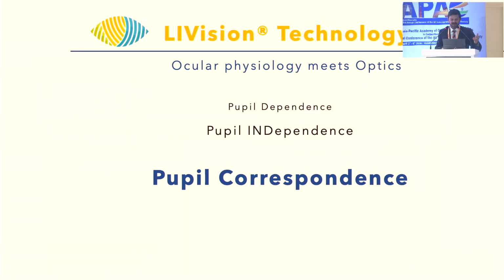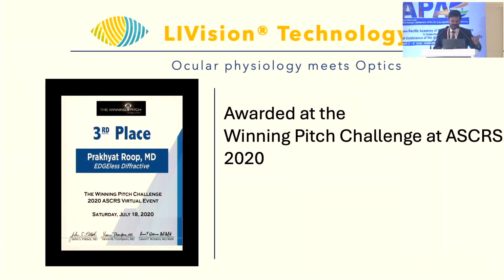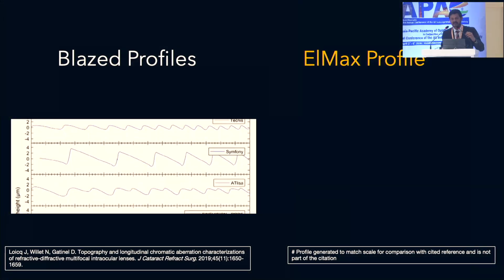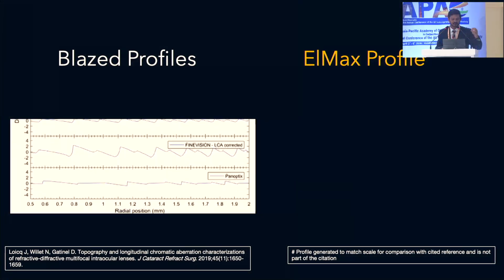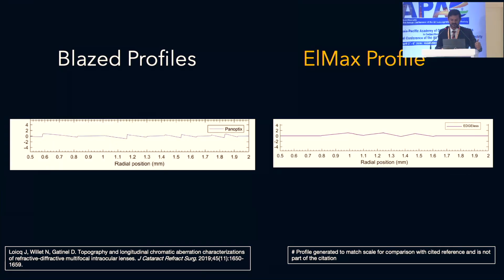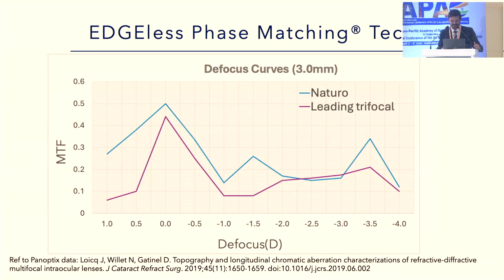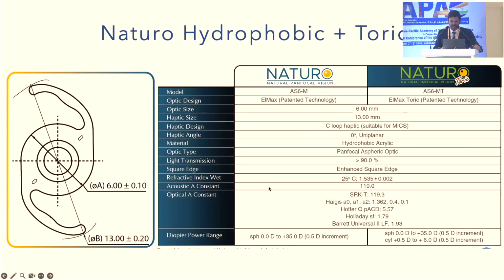It also has what is called pupil independence, which was awarded at the ASCRS for its concept of distributing the light in such a way that you use the physiological pupil aperture to actually modulate the distribution of light between the different distance and near focuses. And because of eliminating these edges, you get this jump in the defocus MTFs compared to a standard trifocal lens.